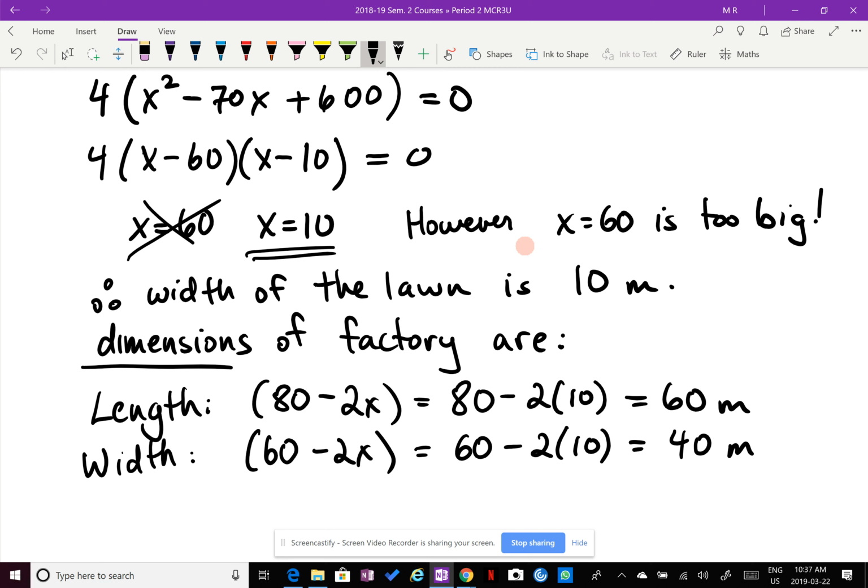Okay. And so again, if you use 60 meters in this equation, you'd get negative values for the length and width of your factory, so that's not possible. Okay, that is 3 examples on solving quadratic equation word problems.